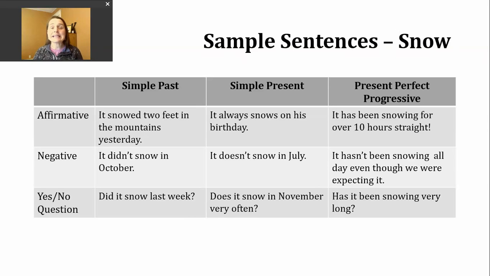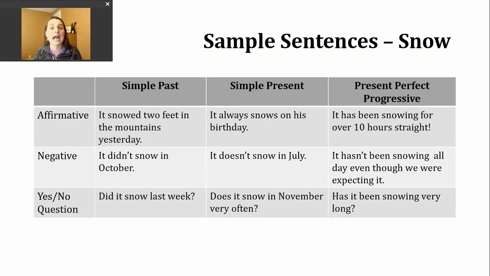If I want to make a yes or no question in the simple past tense, I'm going to start with did. I'm going to have my subject, which again is it, the weather, and then my base verb. So notice again, in our question, we're not using that ed form of the verb. Did it snow last week? Right? And that's something we could say, yes, it did, or no, it didn't.